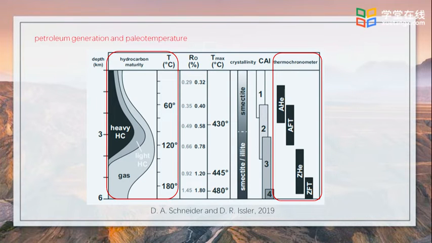From this figure, we can see the estimated petroleum generation zone with respect to paleotemperature indices and thermochronology meters. Values for each parameter are approximate because they vary with organic matter type, mineral composition, heating rate, and duration.